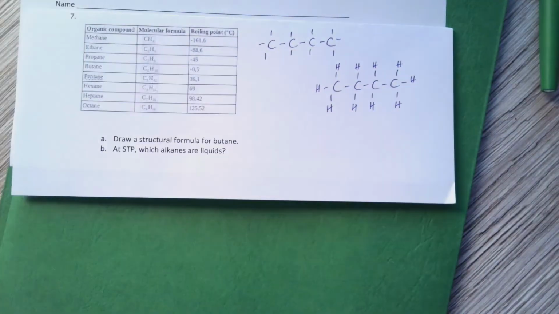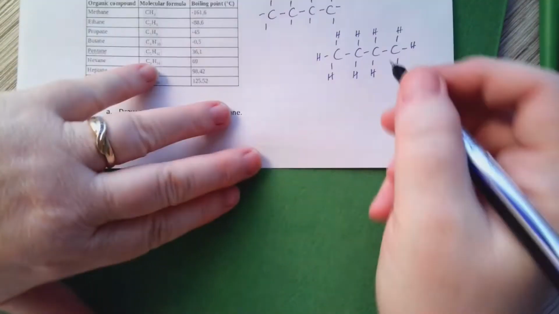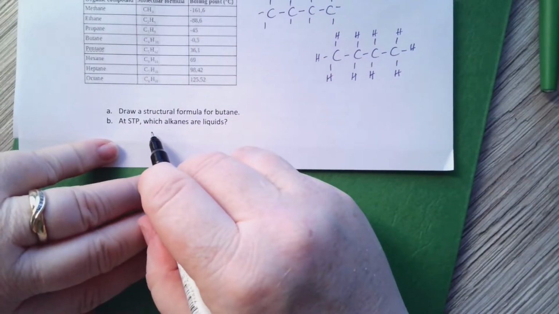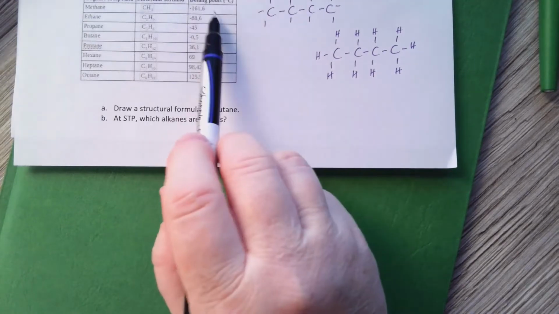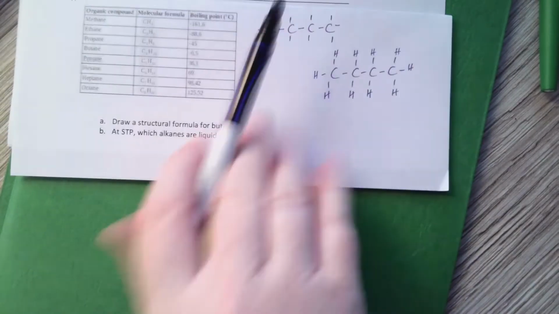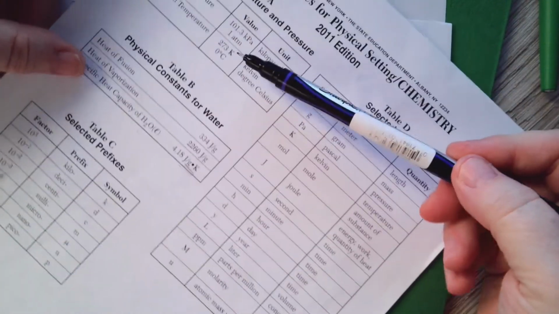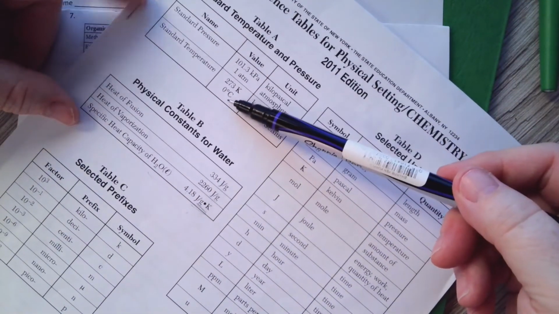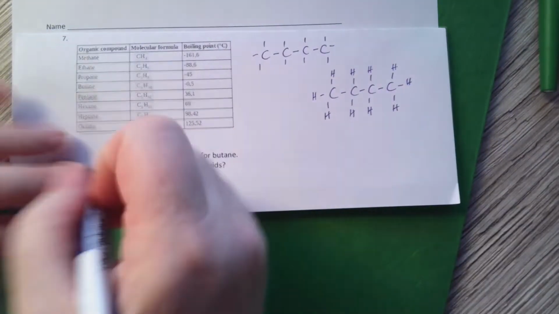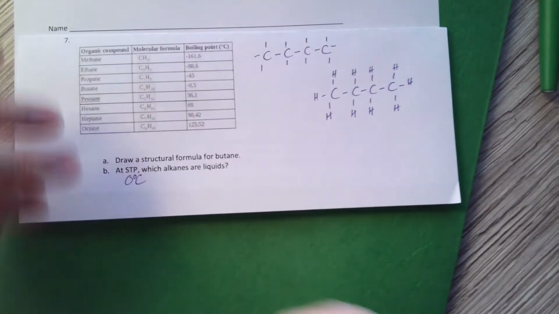So it would be like that. Okay? Now, this one, at STP, which alkanes are liquids? Notice these temperatures are all given in degrees Celsius. So the STP value that I want from this table is 0 degrees Celsius. So STP is 0 degrees Celsius.